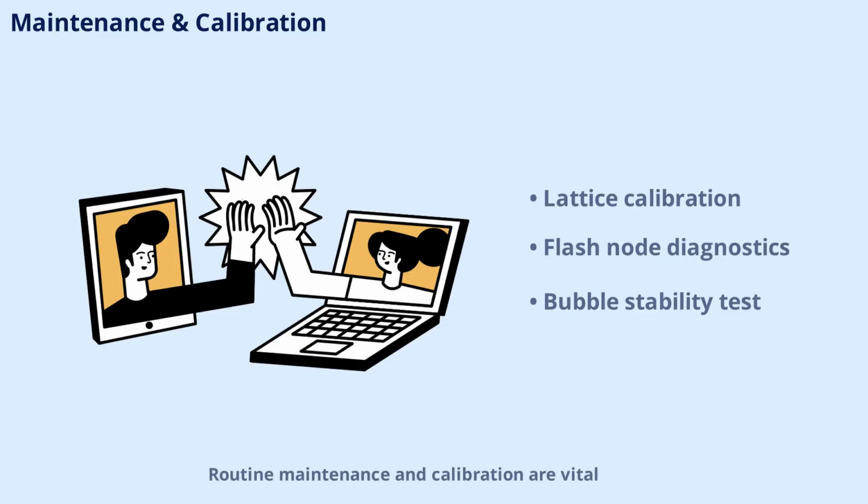Routine maintenance and calibration are vital for the HFPTD's longevity and performance. Procedures include checking vacuum index uniformity, adjusting actuator timing, verifying phase tilt alignment, and running diagnostics on flash phase nodes. Bubble stability tests ensure that the translation bubble remains within safe parameters, preventing catastrophic failures during operation.